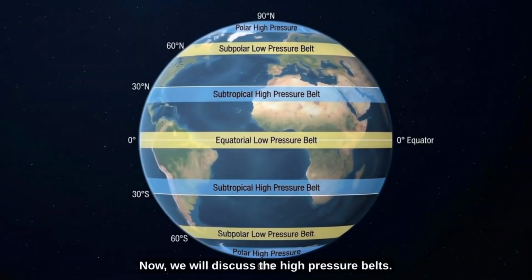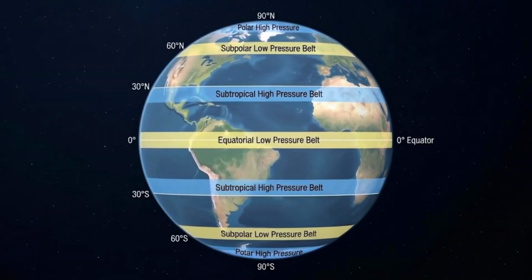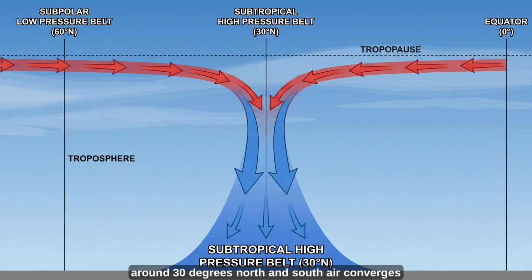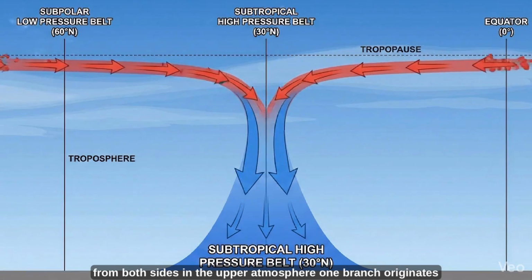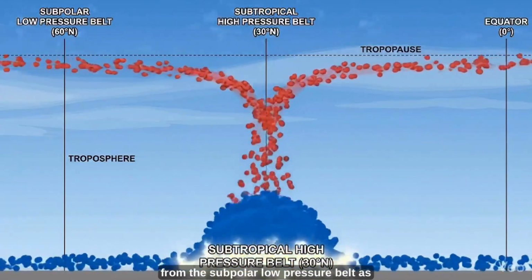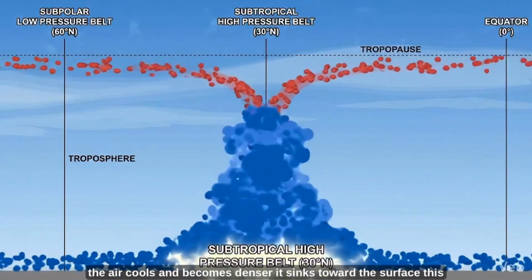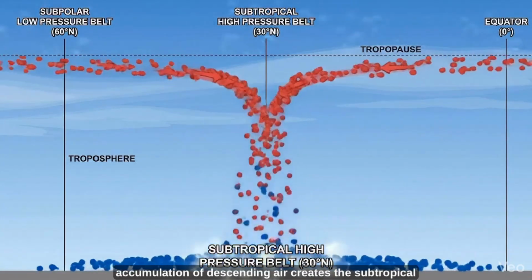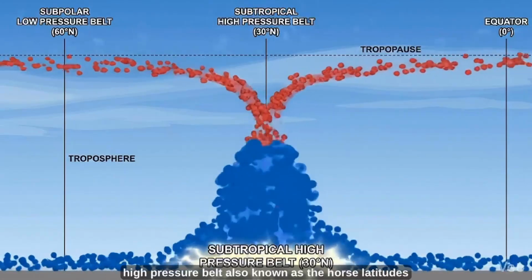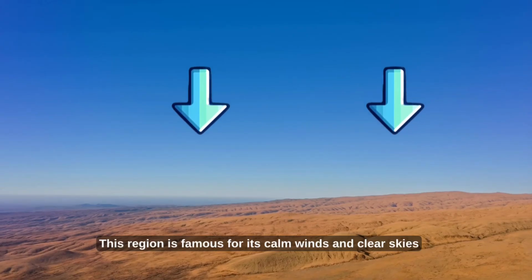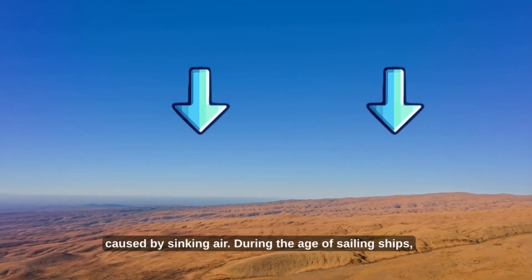Now, we will discuss the high pressure belts. Subtropical high pressure belt. Around 30 degrees north and south, air converges from both sides in the upper atmosphere. One branch originates from the equator, while the other originates from the subpolar low pressure belt. As the air cools and becomes denser, it sinks toward the surface. This accumulation of descending air creates the subtropical high-pressure belt, also known as the horse latitudes. This region is famous for its calm winds and clear skies caused by sinking air.